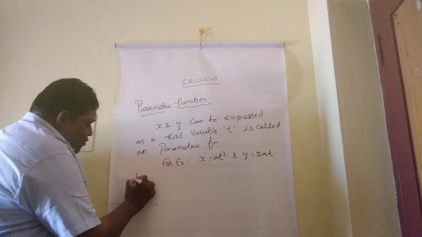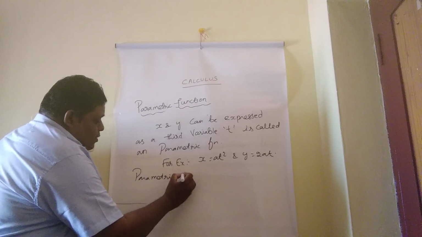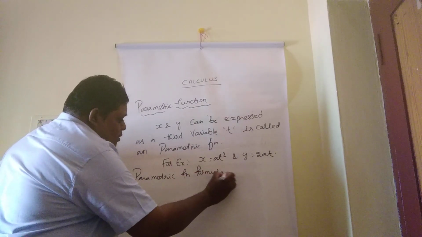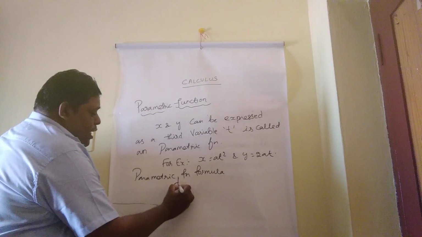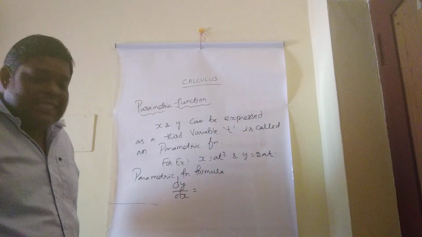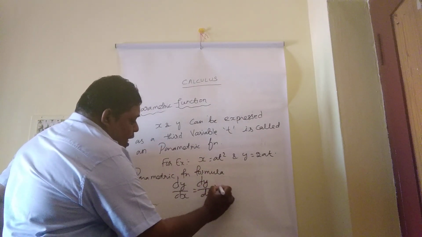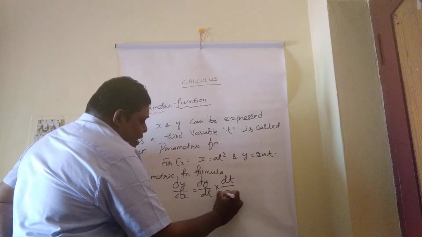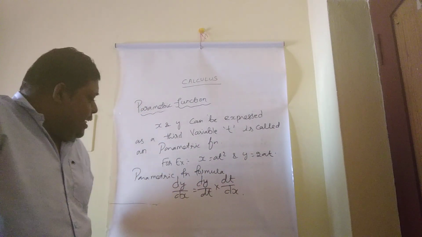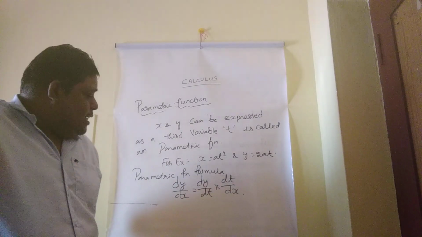Now parametric function formula. dy by dx equal to dy by dt into dt by dx. Okay. dy by dx equal to dy by dt into dt by dx.